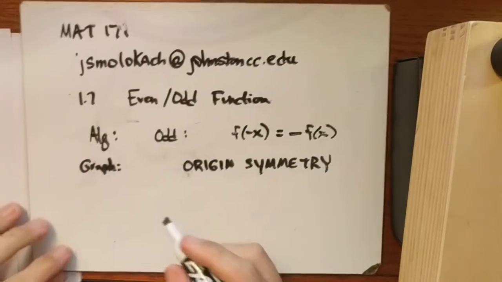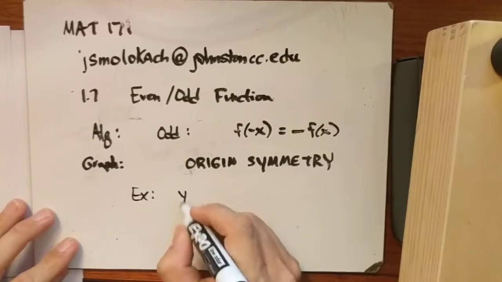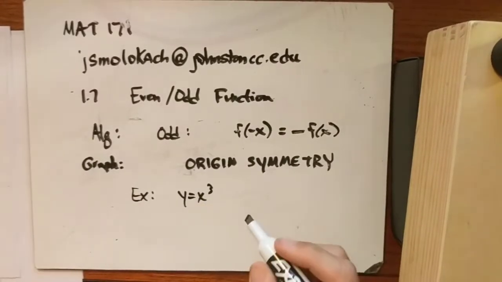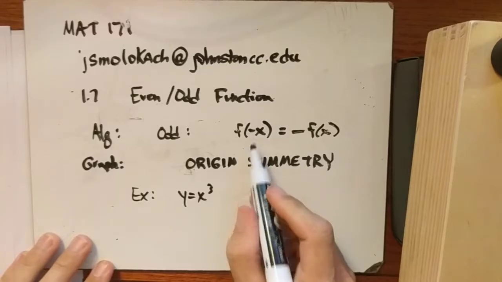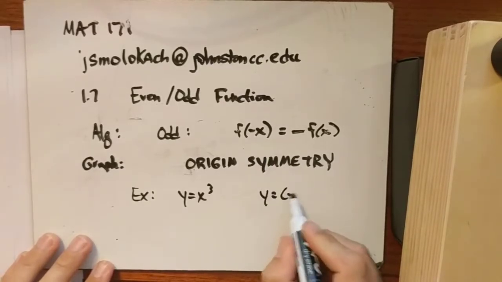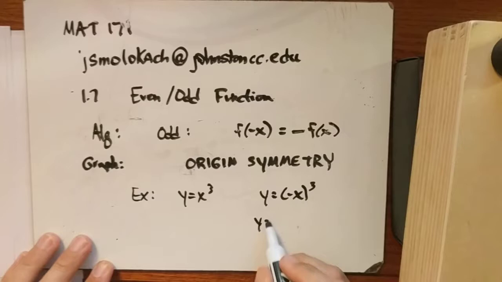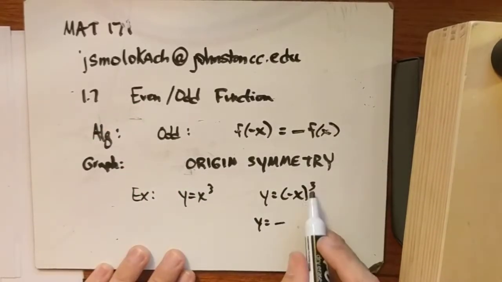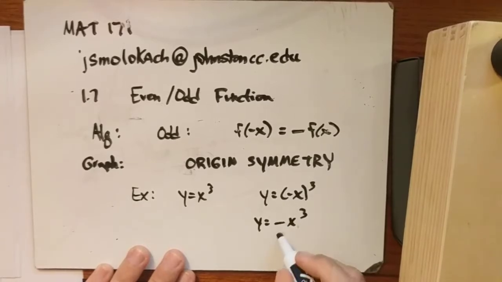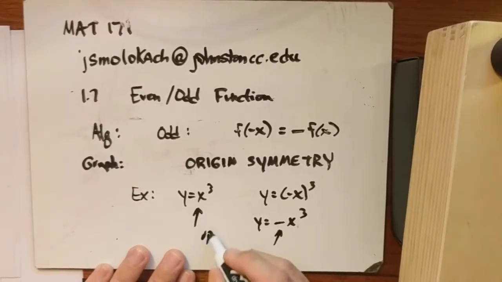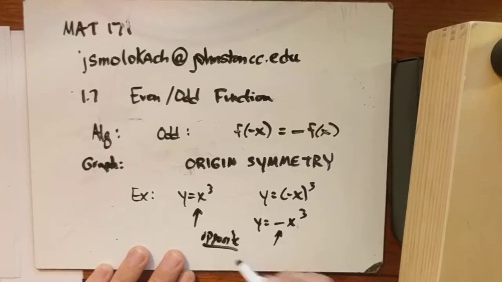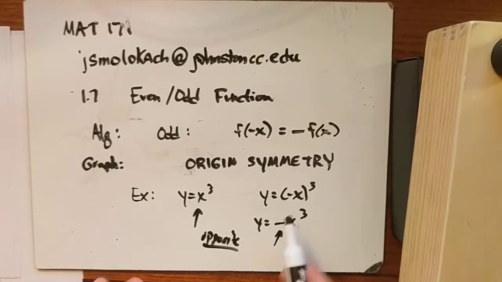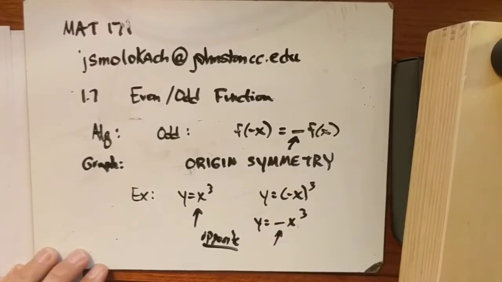So for an example, this is y equals x cubed, right? If you try putting negative x in, what happens when you do negative times a negative times another negative? You get negative, right? And then x times x times x is x cubed. And you can see that these two things are not the same, they're opposite. So that's an odd function, and the original function is an odd function because you get the opposite thing from the original when you put negative x in.